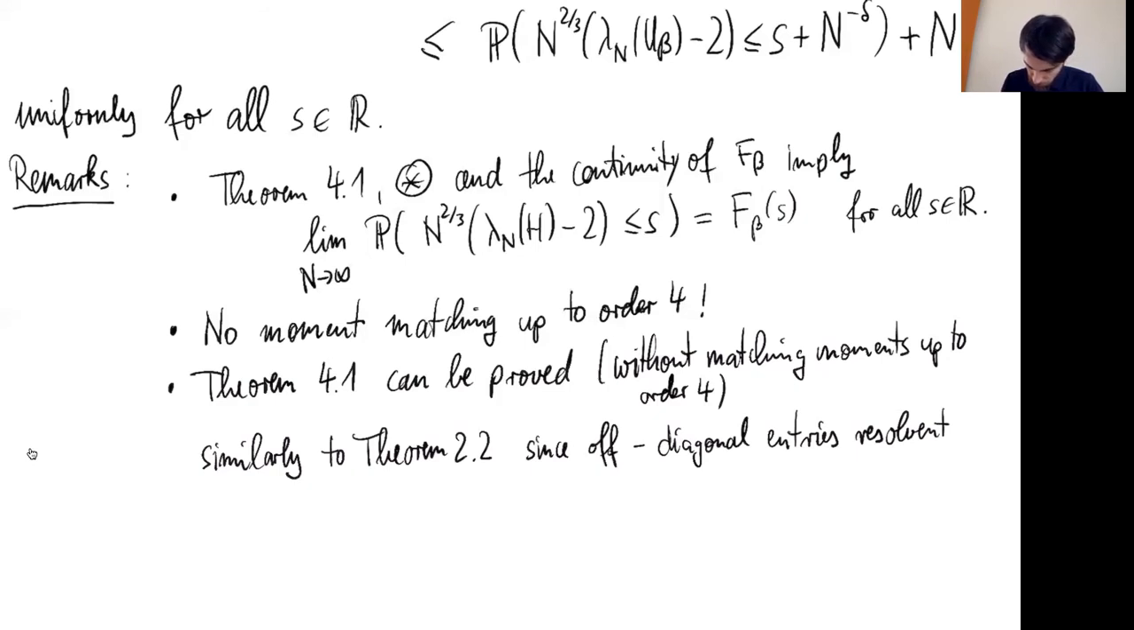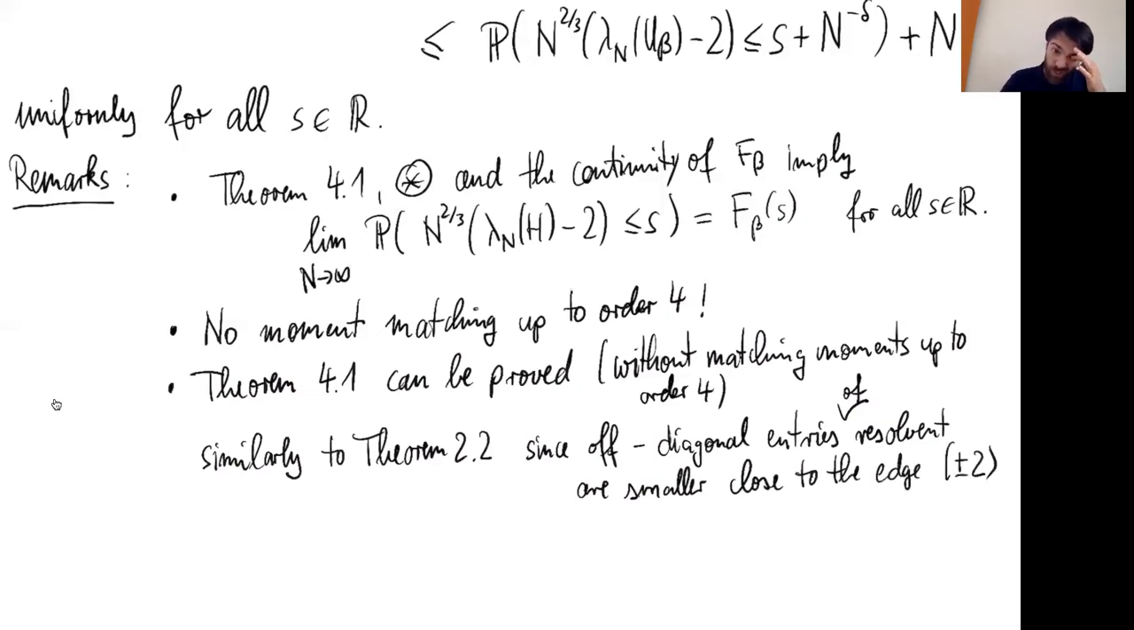Since off-diagonal entries of the resolvent are smaller close to the edge, so that by edge I mean with plus or minus 2.